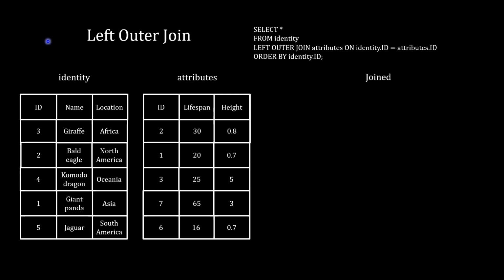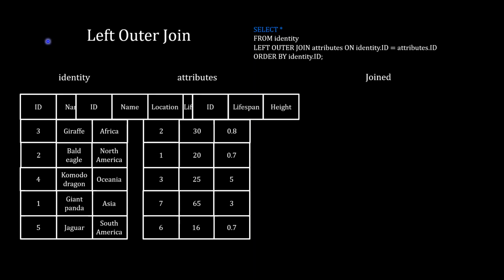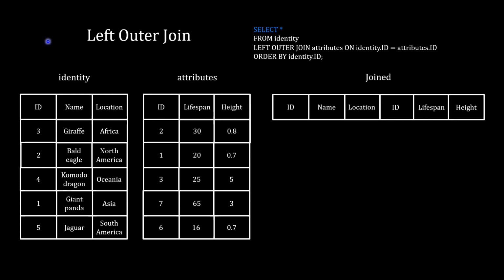So this is the sort of query that you'd see for a left outer join, and you can see once again we're going to be using that on keyword. So we're going to be selecting all of the fields from both of the tables as before. So there we go, we're going to be having that duplicate ID field this time, unlike the natural join. It's going to be from the identity table once again. So this is the main focus.